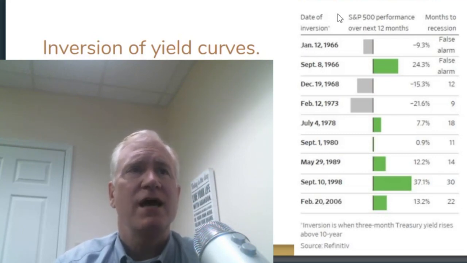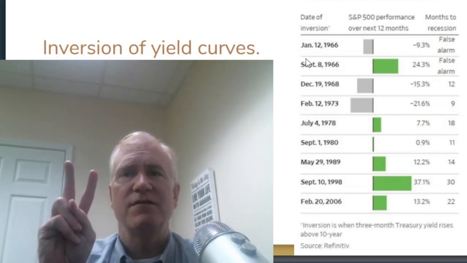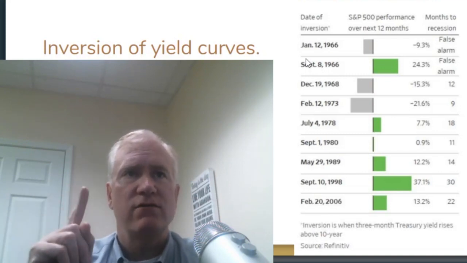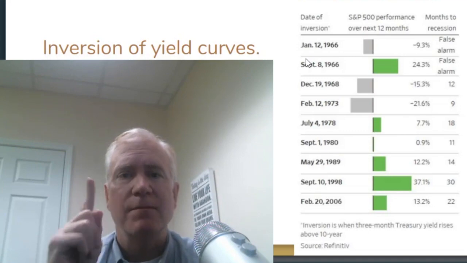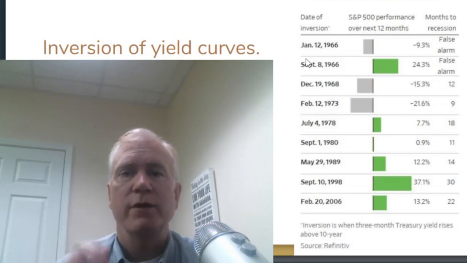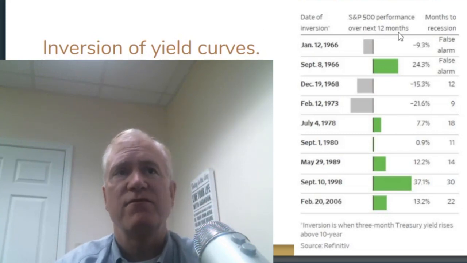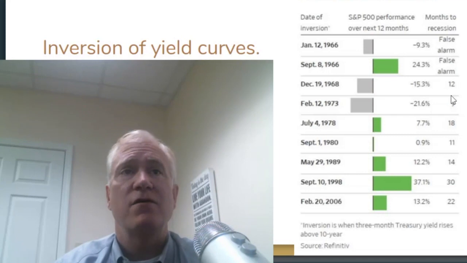Well, this is a history of recession warnings of the inverted yield curve, 3-month, 10-year. Again, you don't have to know what it is. But let's look at the evidence. There's two pieces of evidence here. Number one is, does it predict a stock market downturn in the next 12 months? Number two is, does it predict a recession? So right here, S&P 500 performance over next 12 months, and then over here is months until recession.